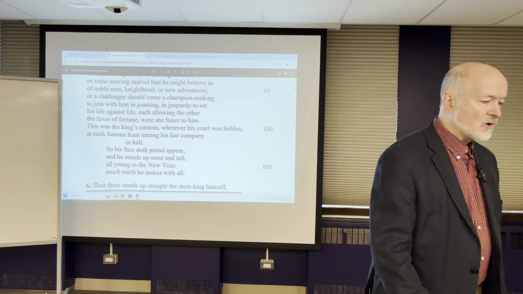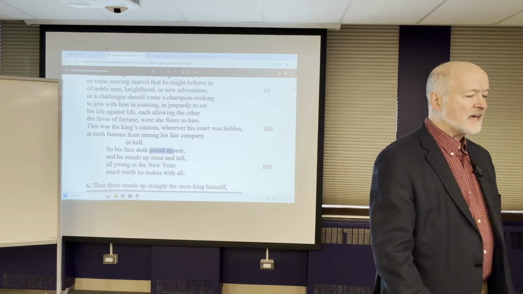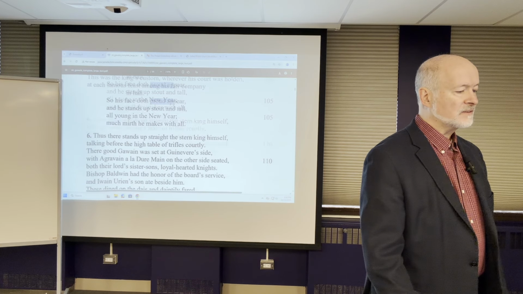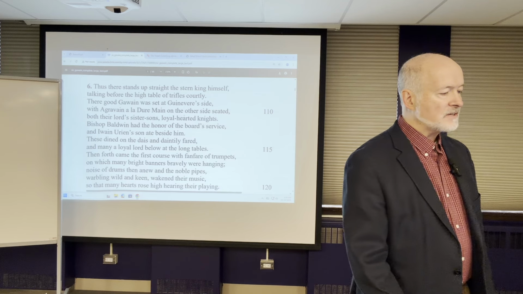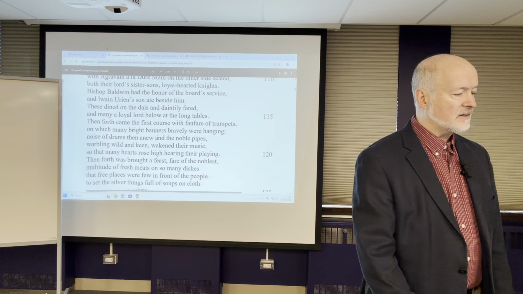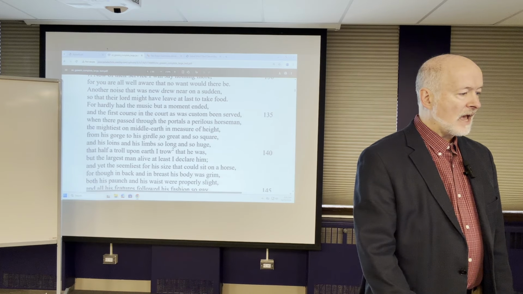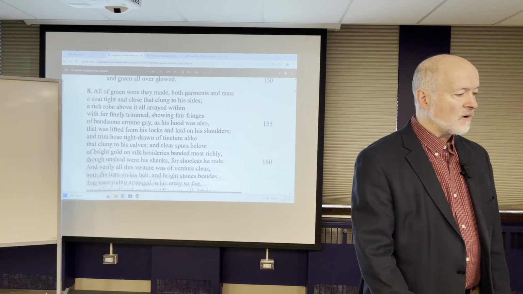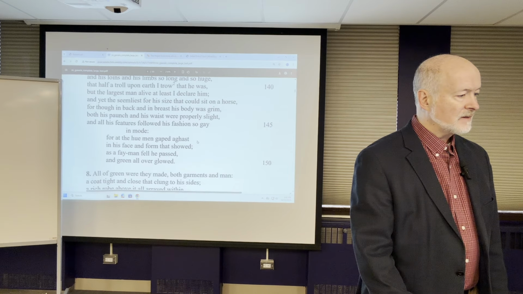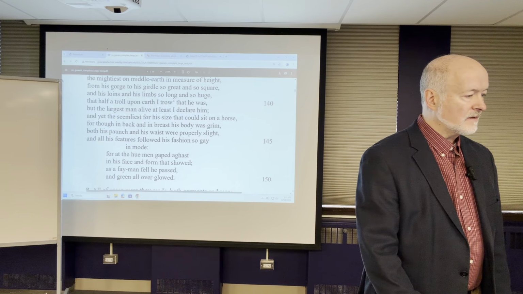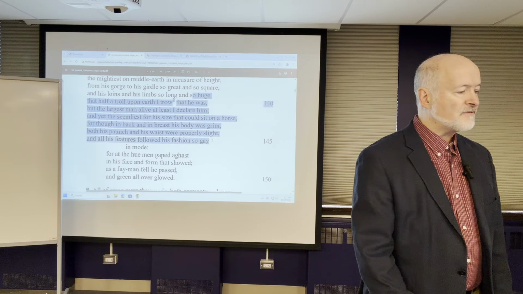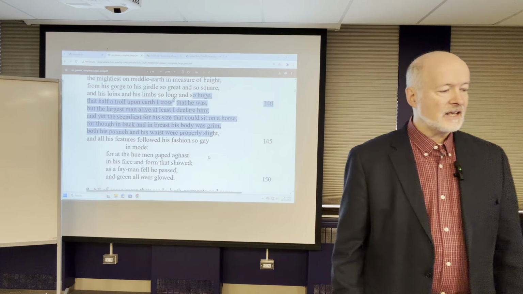So his faith doth proud appear once again, and he stands up stout and tall, all young in the new year, such mirth he makes of all. And then Gawain is sat there, and Bishop Baldwin, and Gawain, Urien's son, and many a lord. And now of their service I will say nothing more, because now comes in a man. So huge that half a troll upon earth I trow that he was.